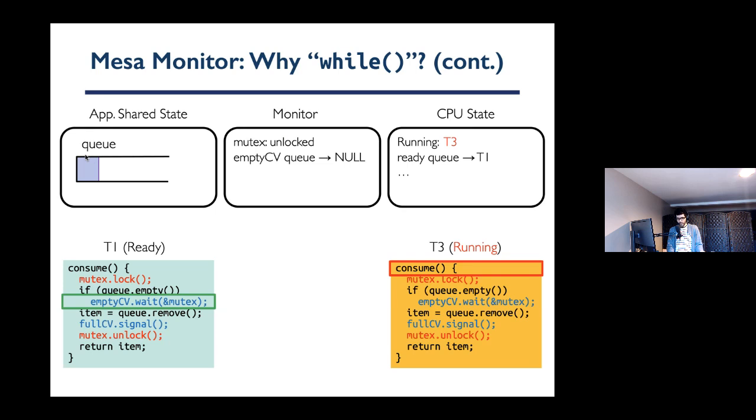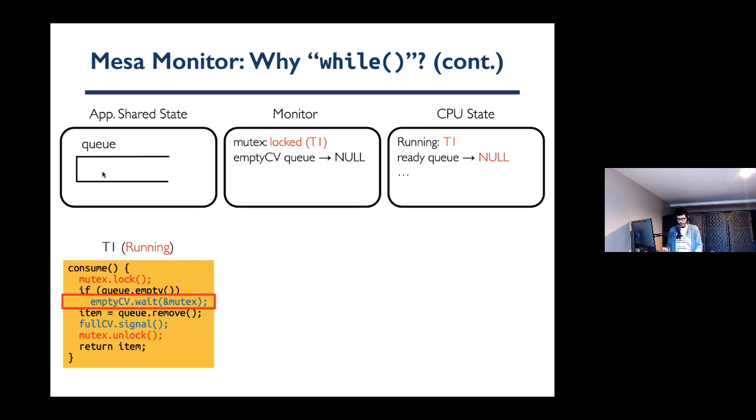So T3 runs. At this point, it locks the mutex. It checks the queue is not empty, so it removes the item from the queue. Now the item has been removed from the queue, and then it returns and terminates. So T3 is gone. Now T1 is the only ready thread in the system. So T1 starts running. Now T1 is running, and the ready queue is empty.